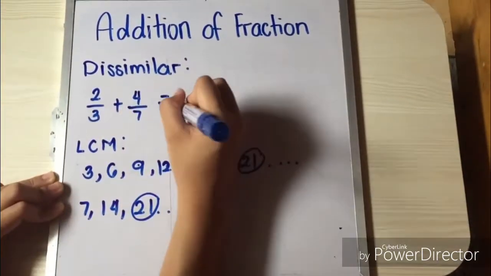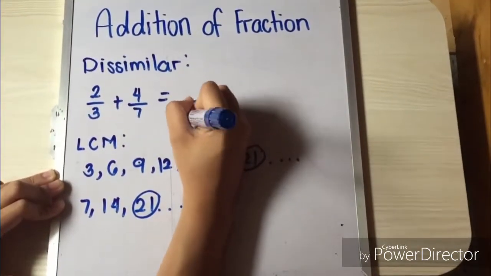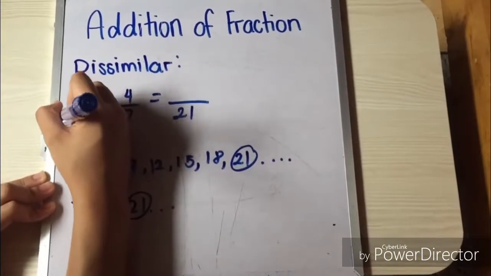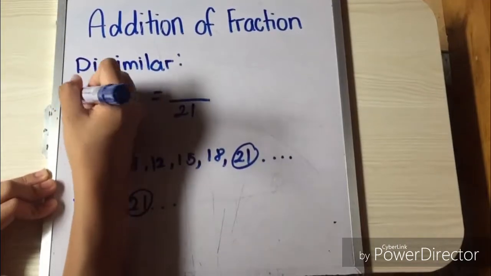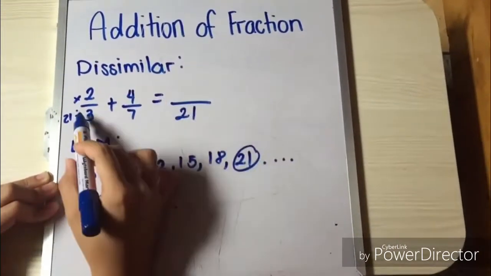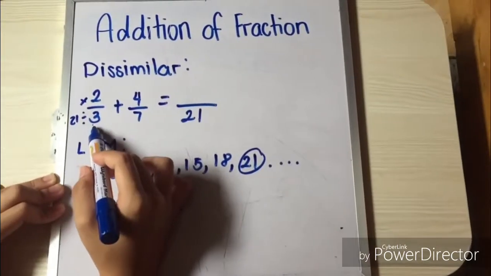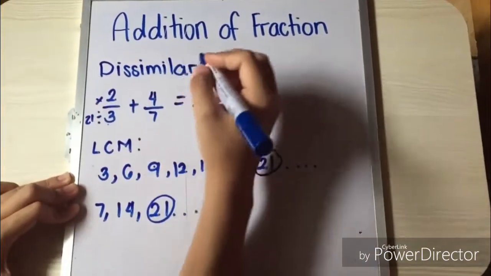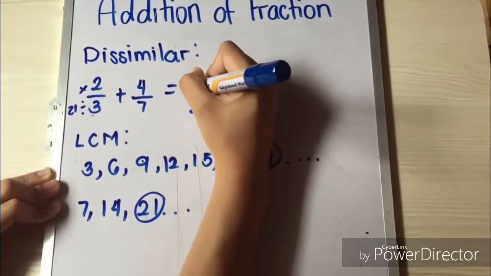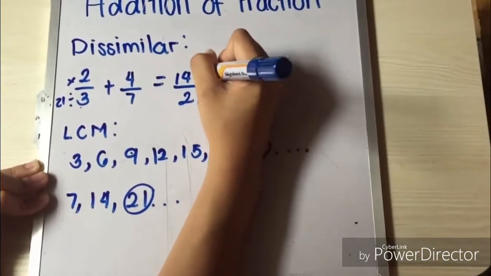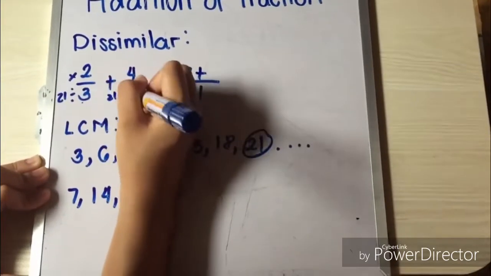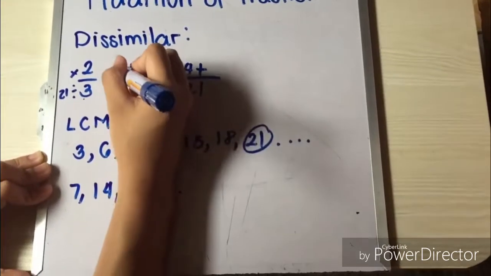So for this one, 21 is the LCM. So we're going to divide 21 by 3 and multiply the answer by the numerator, which is 2. The answer is 14. Same as the LCM of 7, which is 21. Copy the previous step, then the answer is 12.